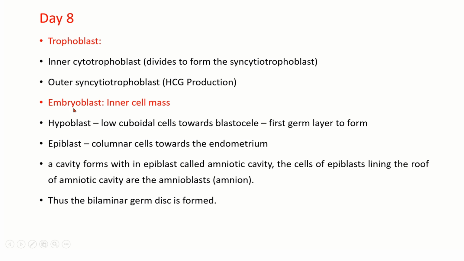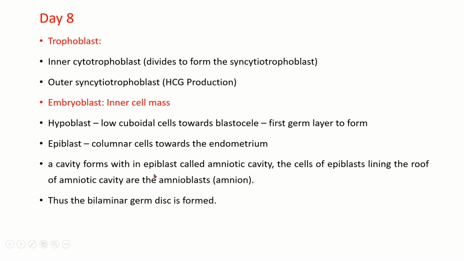Again, the embryoblast will divide into low cuboidal cells towards the blastocoele, which is the first germ layer to form. This is the hypoblast. And then columnar cells towards the endometrium, that is the epiblast. A cavity forms within the epiblast called the amniotic cavity. The cells of the epiblast lining the roof of the amniotic cavity are the amnioblasts, or the amnion. Thus the bilaminar germ disc is formed: bilaminar, two layers, hypoblast and epiblast. These are the two layers of the germ disc.